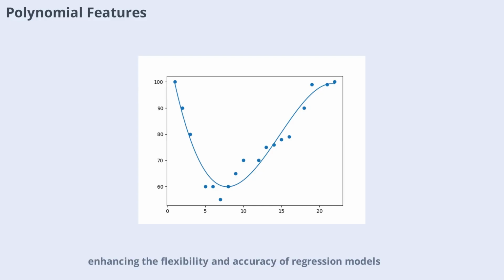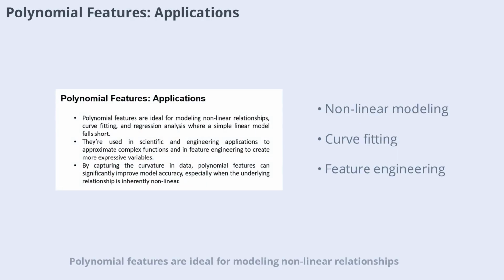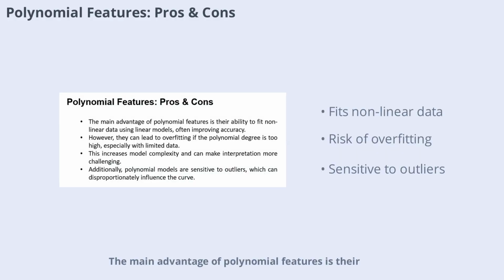Polynomial features are ideal for modeling nonlinear relationships, curve fitting, and regression analysis where a simple linear model falls short. They're used in scientific and engineering applications to approximate complex functions and in feature engineering to create more expressive variables. By capturing the curvature in data, polynomial features can significantly improve model accuracy, especially when the underlying relationship is inherently nonlinear. The main advantage of polynomial features is their ability to fit nonlinear data using linear models, often improving accuracy.